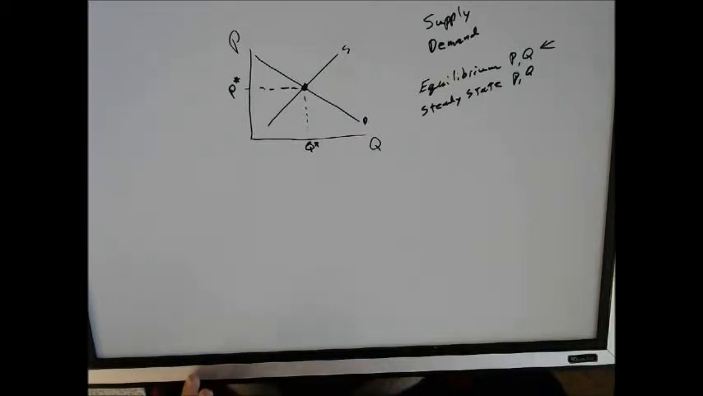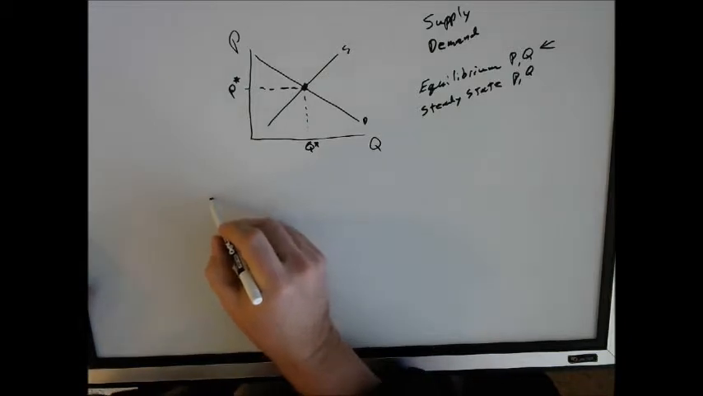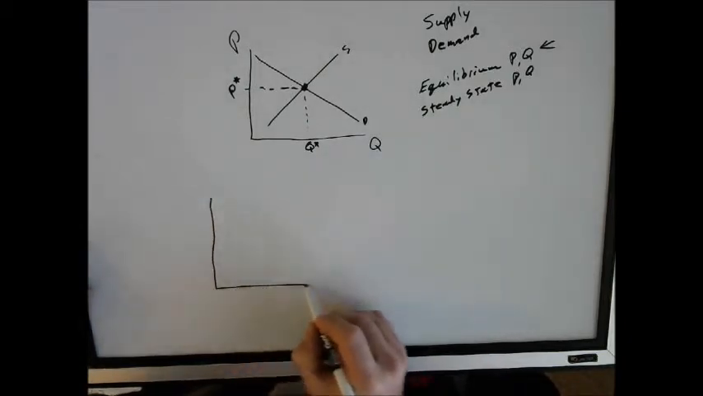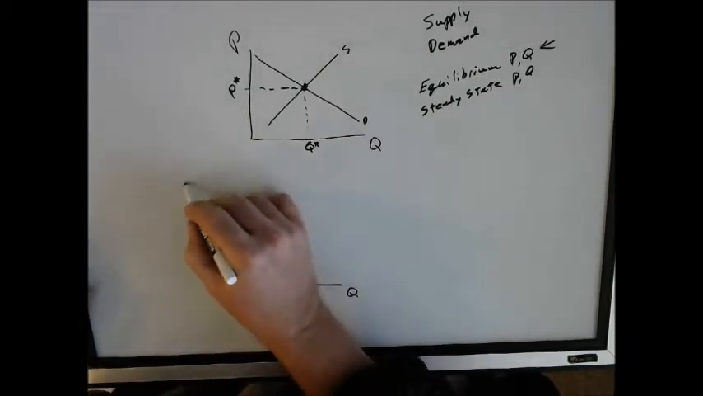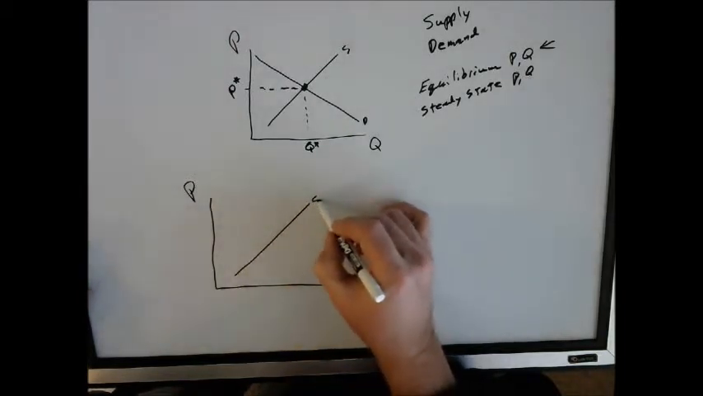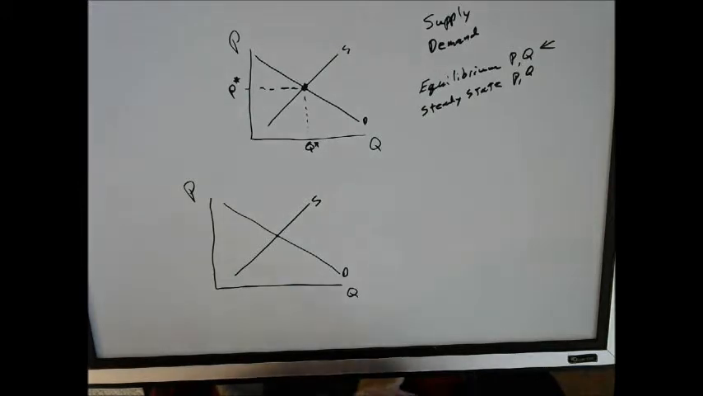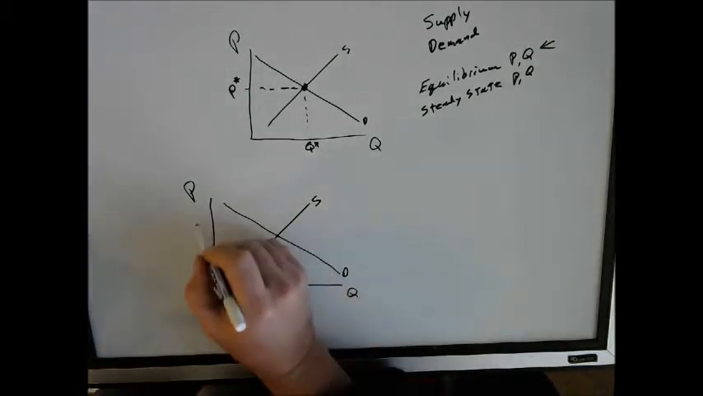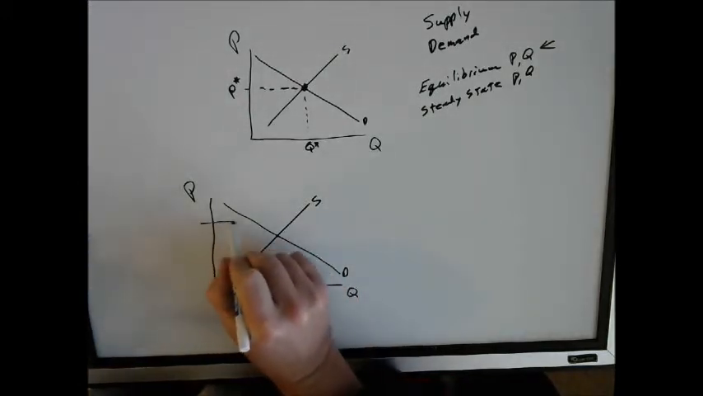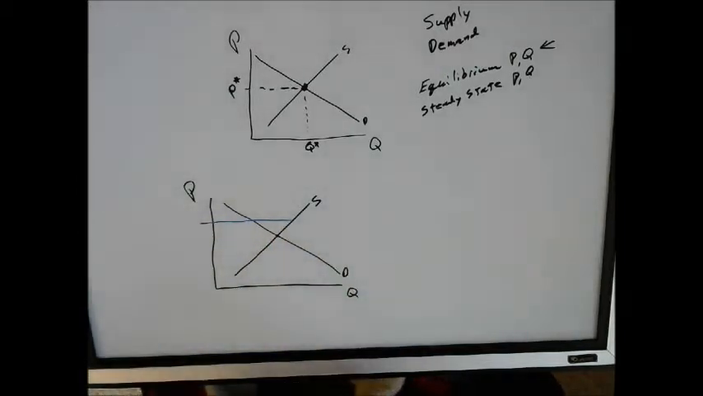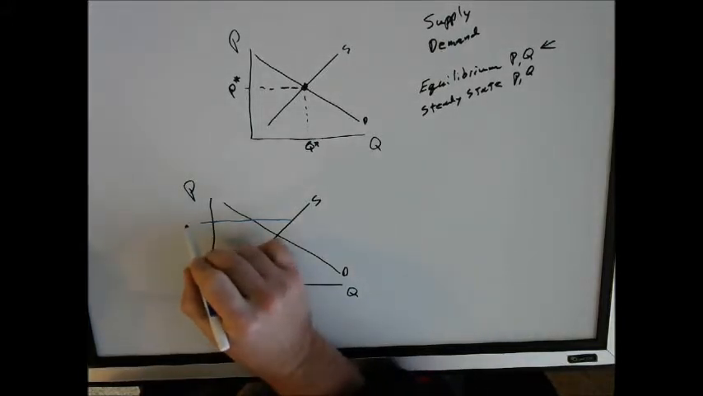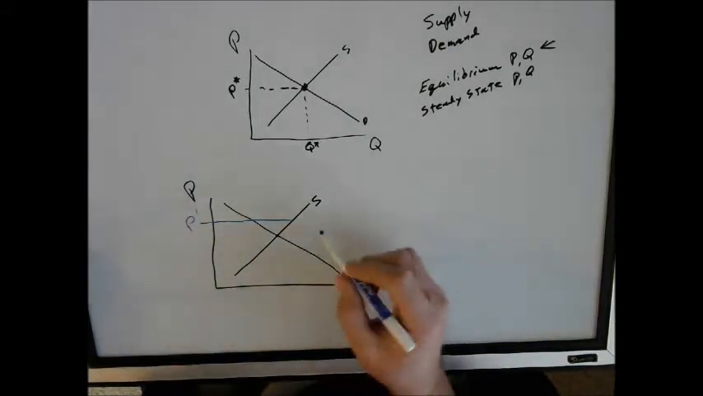Let's show why this makes sense, okay? So what we're going to do first is I'm going to draw another market graph down here, just like the one above. But this time I'm going to intentionally put the market price above P star, okay? And we're going to call this P prime.